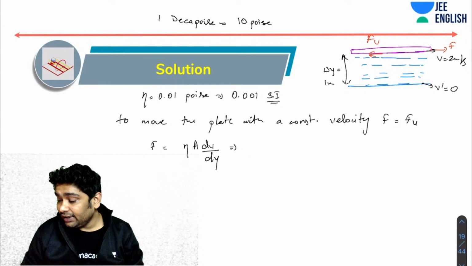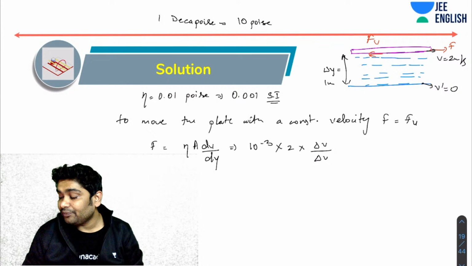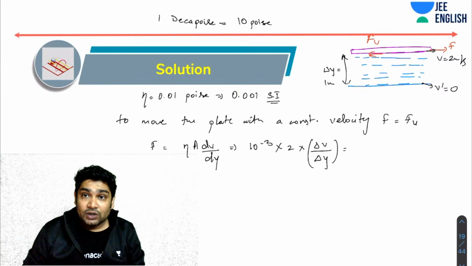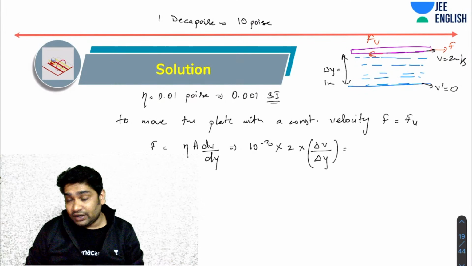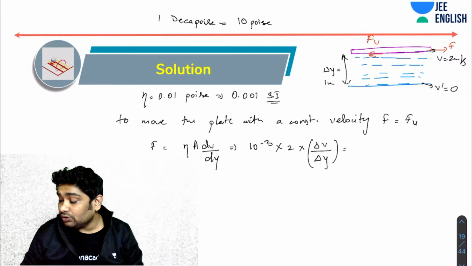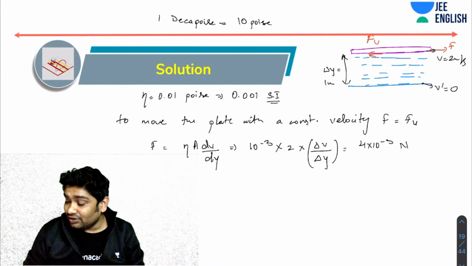So eta is 10 to the power minus 3 into area, which is 2, into dv by dy, usually written as delta v over delta y. Delta v over delta y would again be 2. Across a length of 1 meter, the velocity is dropping by 2. So delta v by delta y would be 2. So the answer would be 4 into 10 to the power minus 3 Newton. That is your answer.